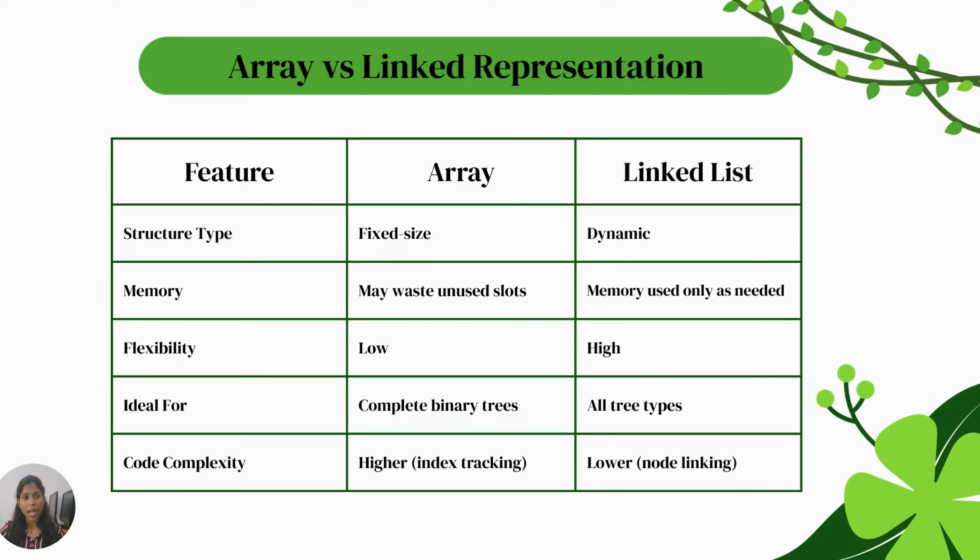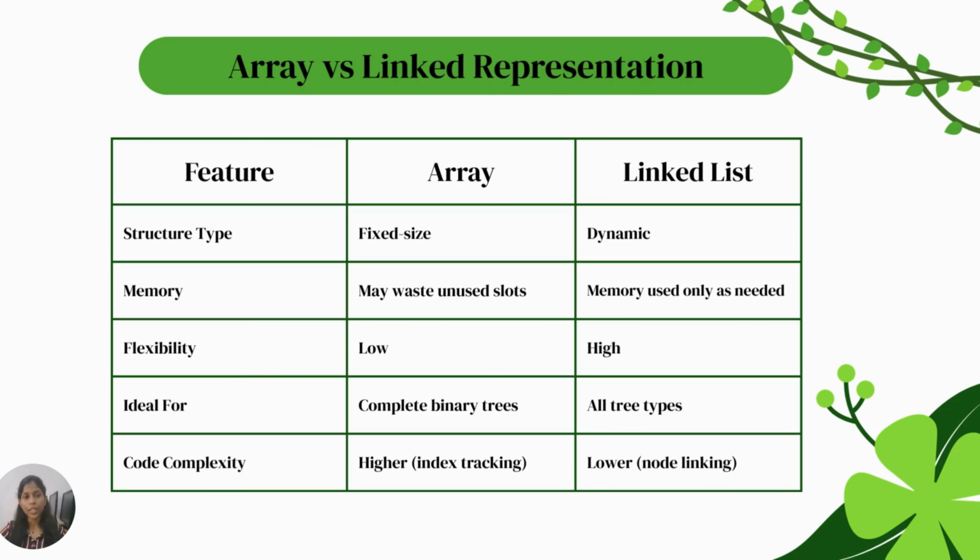Flexibility. Array-based trees are harder to modify. Inserting or deleting nodes often requires recalculating or shifting indices. Linked lists are more flexible. You can insert or delete nodes by simply changing pointers. Ideal use cases. Arrays are best for complete binary trees like heaps where every level is filled. Linked lists are suitable for all types of trees, especially when the structure is irregular or changes frequently.